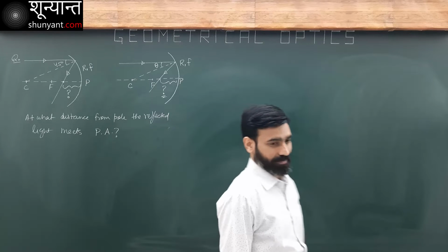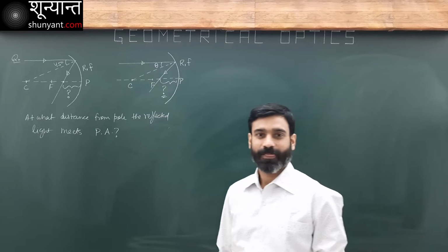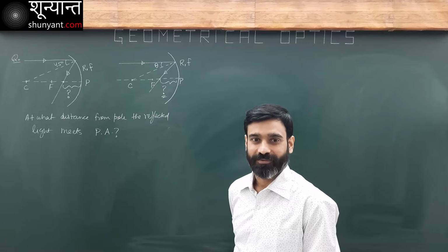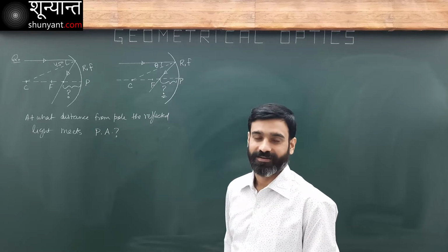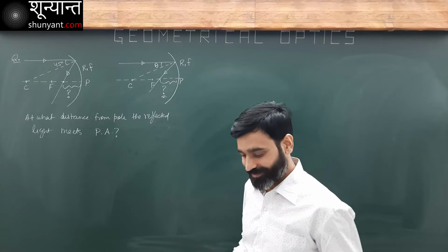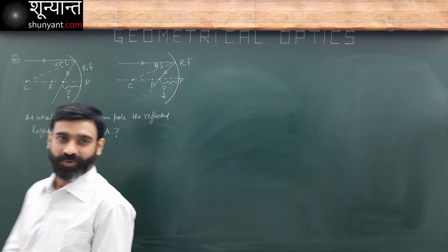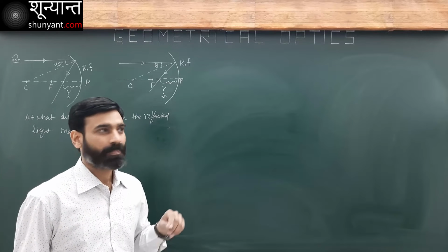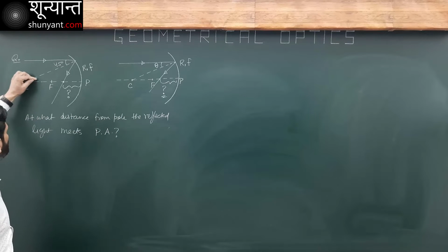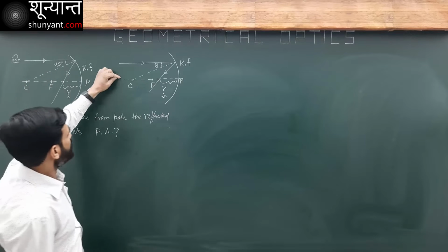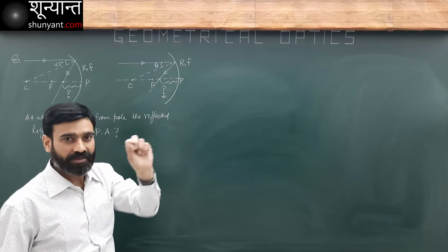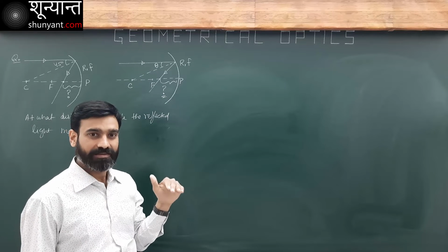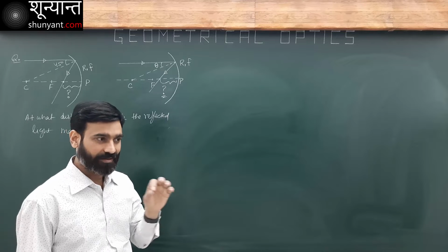What do you think? Do we need to solve it? Is this not a standard case? The answer is we need to solve it. This is not a standard case. Okay, mind it. What is a standard case? The standard case is for paraxial rays, when the light rays are very close to principal axis. In that case, theta becomes very small. Only when theta is very small does it become a standard case.